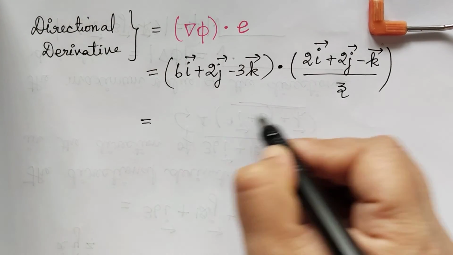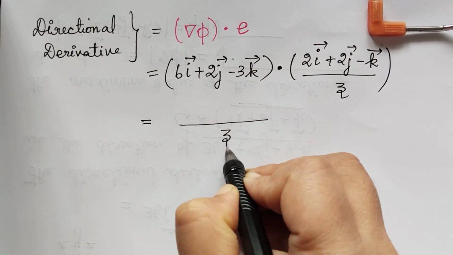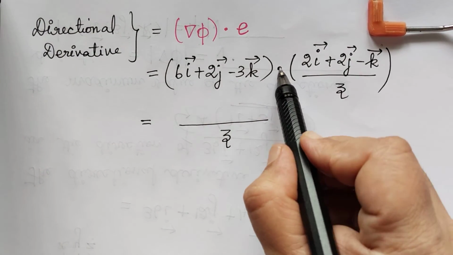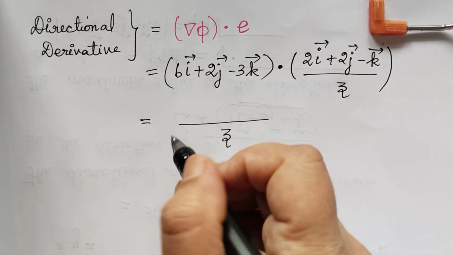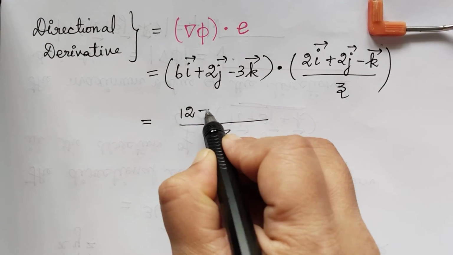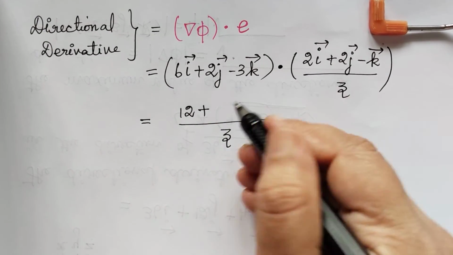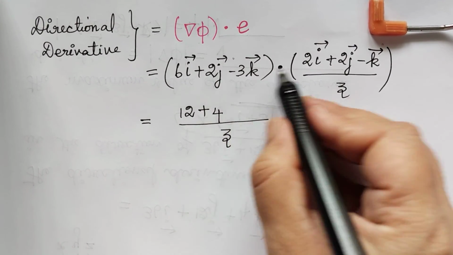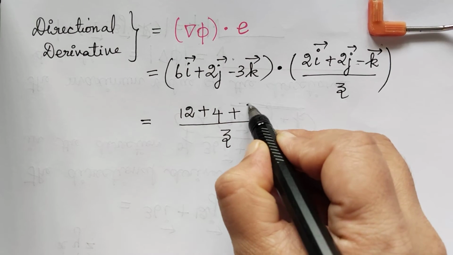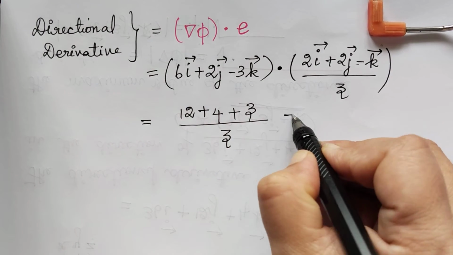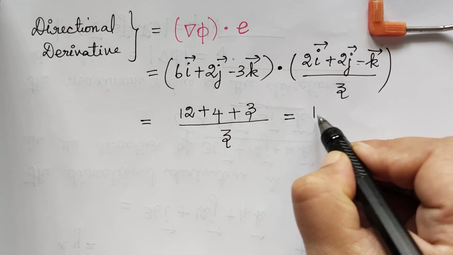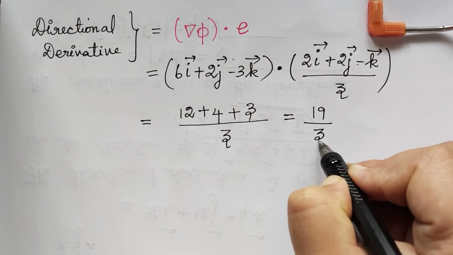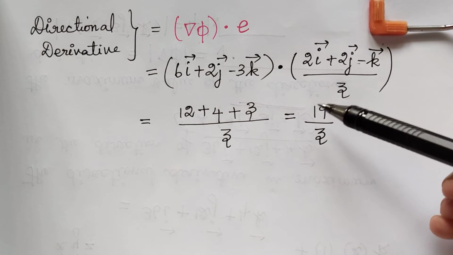So that is equal to, this 3 we will have as it is. I told you already, dot product means you have to multiply only component wise. So 6 into 2 is 12, and then you have to add them. So 2 into 2 is 4, and then minus into minus will become plus, 3 1 times is 3. And finally that is equal to, what is 12 plus 4 plus 3? It is 19. So 19 divided by 3. So this is the directional derivative.